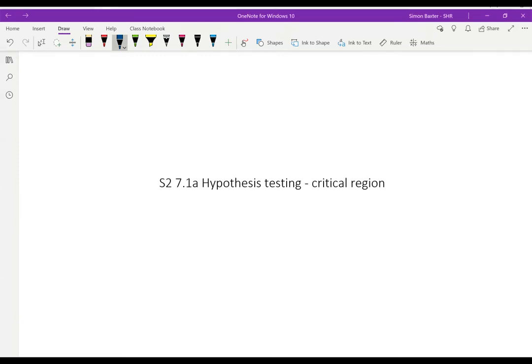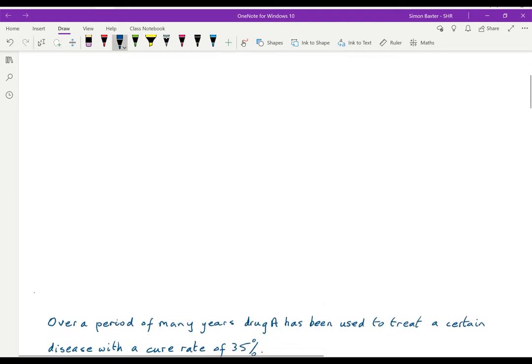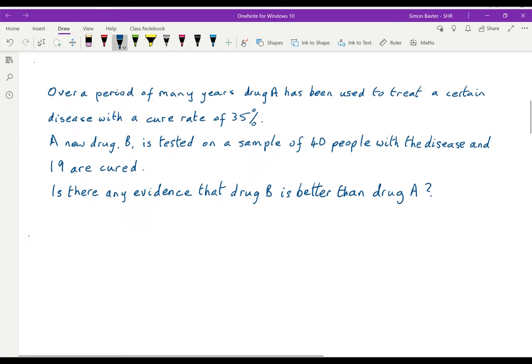Today I want to look at hypothesis testing. I can explain this best if I look at examples. Let's first of all look at this one.